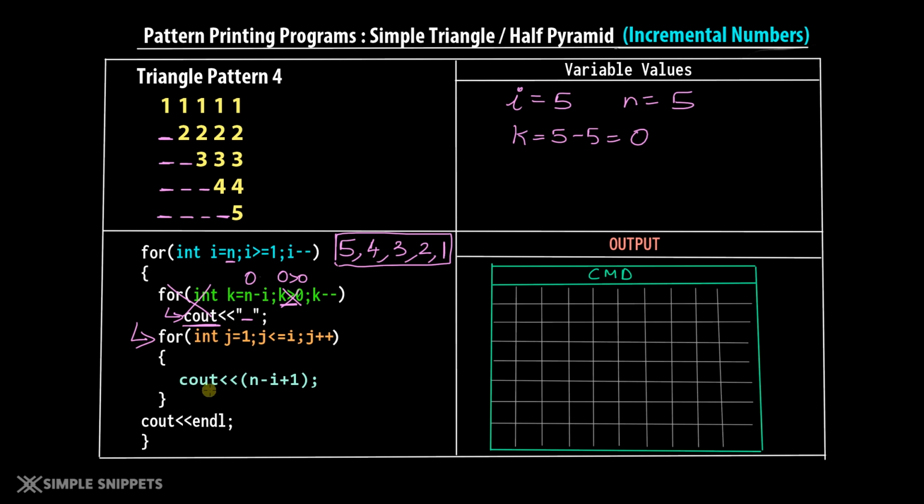And this is exactly the same as pattern 2. So I'm not gonna waste time. So 1 is gonna be printed 5 times. So let's print 1 5 times. After this for loop, we have cout endl, which is taking to the new line.